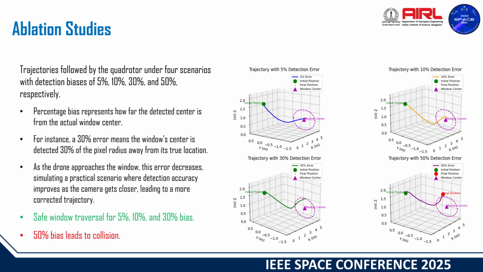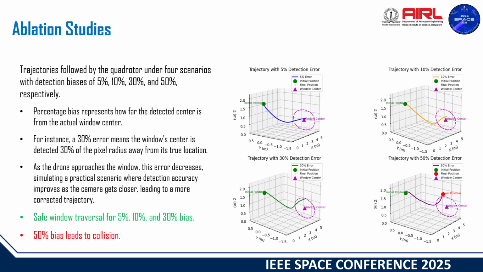Ablation studies were performed by introducing detection biases of 5%, 10%, 30%, and 50%. The bias indicates how far the detected window center is from the actual center. As the drone moves closer, this error naturally reduces, simulating improved detection accuracy.